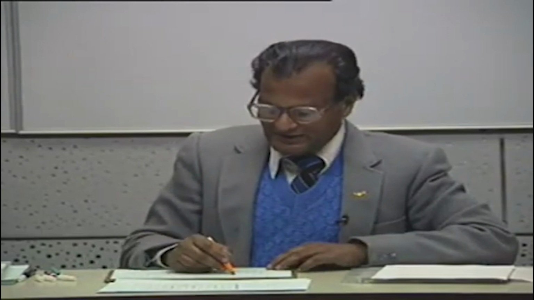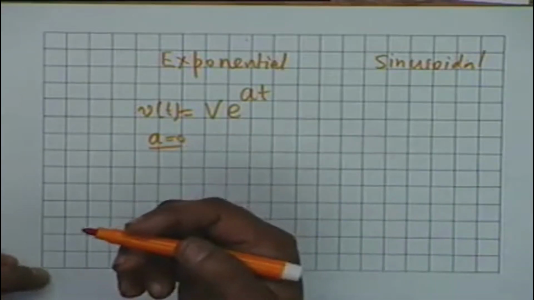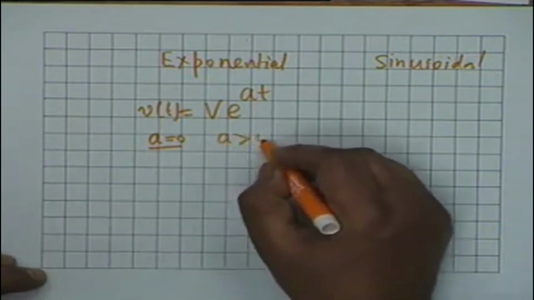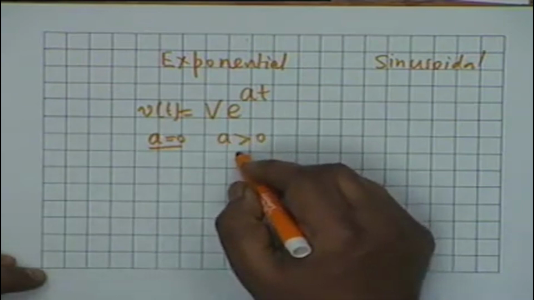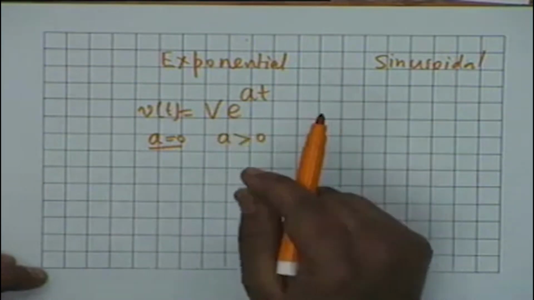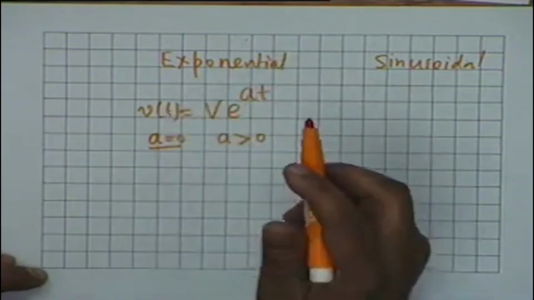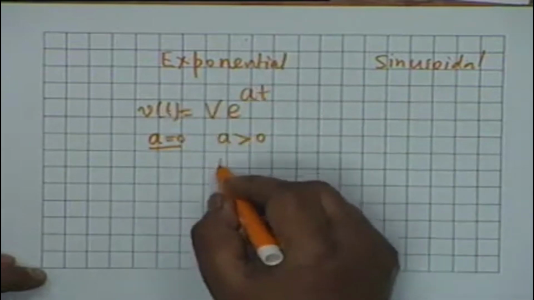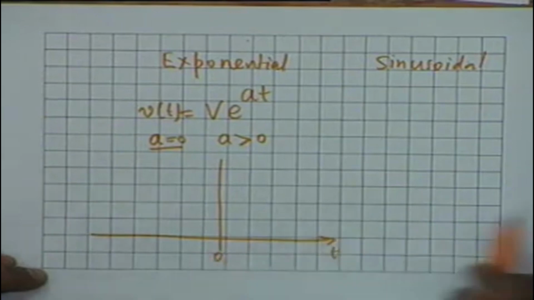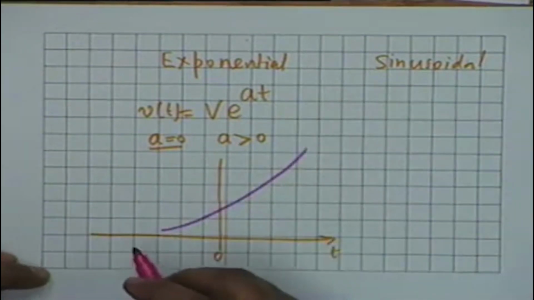Well, if a is 0, then you see it is a DC or a continuous waveform. If a is greater than 0, then it is a growing waveform. If a is positive, then with time t, the amplitude or the value of the voltage continues to increase. Alright, if this is, let's say, t equal to 0, this is t, then when a is greater than 0, it is a waveform like this.